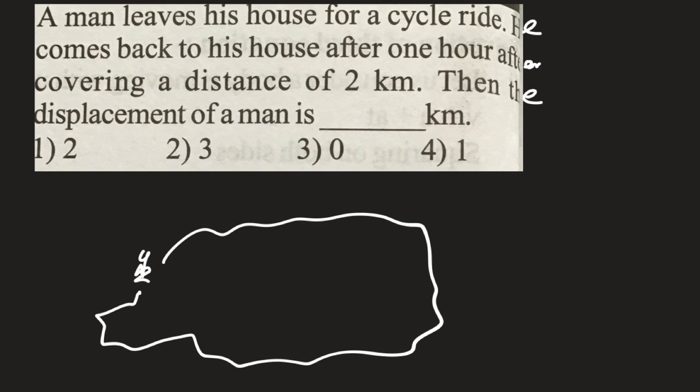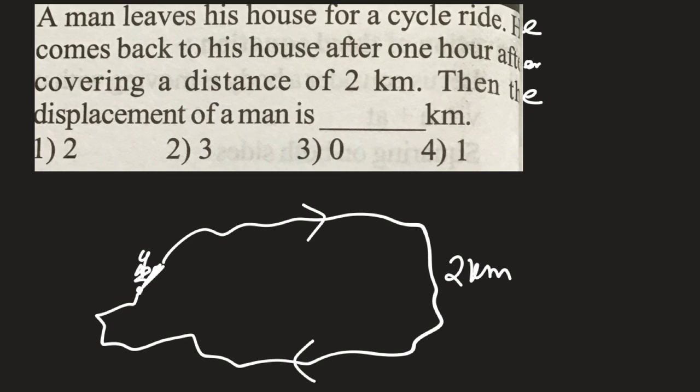As I told you, you people try and then look for the solution. Look at this question here. A man leaves his house for a cycle ride. He comes back to his house after 1 hour after covering a distance of 2 kilometers. Then the displacement of the man is. The man started and left, goes everywhere, and finally reaches the same place, right? So he covered 2 kilometers of path length.